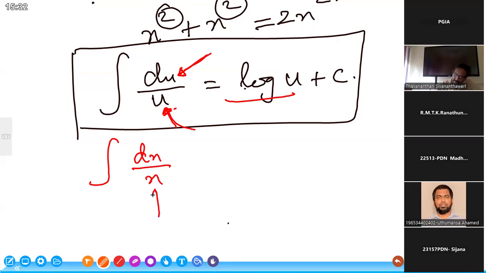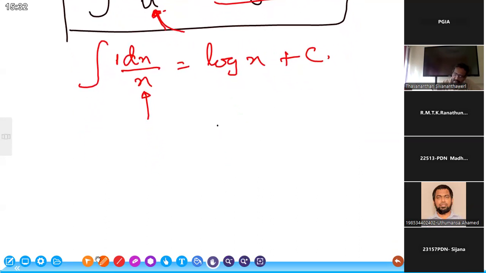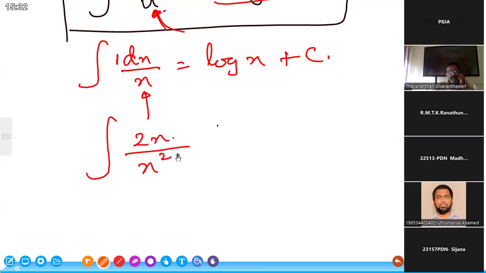For example, integration of dx by x. So what is the derivative of x? What is the derivative of x? It is 1. So here you have 1 in the numerator. So that is written as log x plus c. Right? Another example, integration of 2x by x squared. Right?